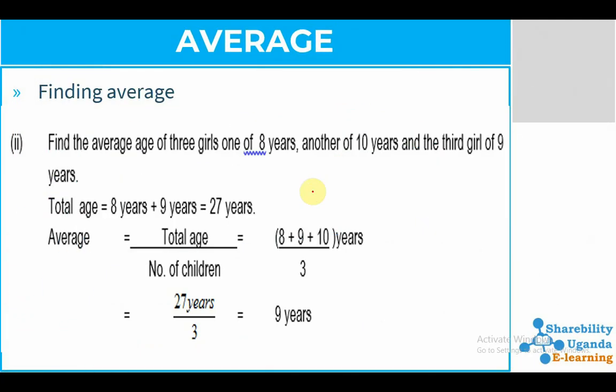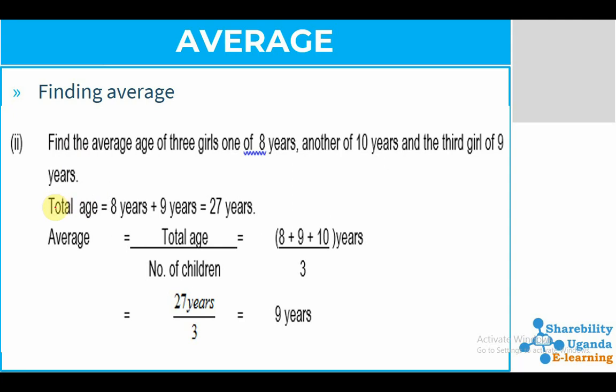Okay, let's come to another number again. Find the average. You are still on finding the average. Find the average age of 3 girls. One of 8 years, another of 10 years, and the third girl of 9 years. We have 3 girls here. One has 8 years, another one 10 years, another one has 9 years. So what is the average? What is the mean? What is the median?